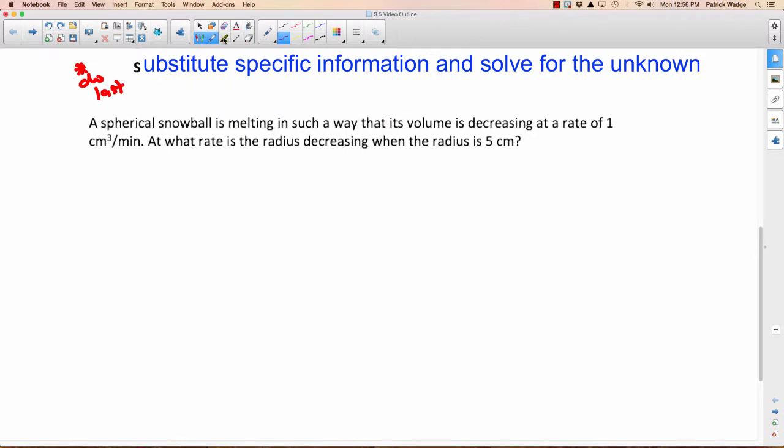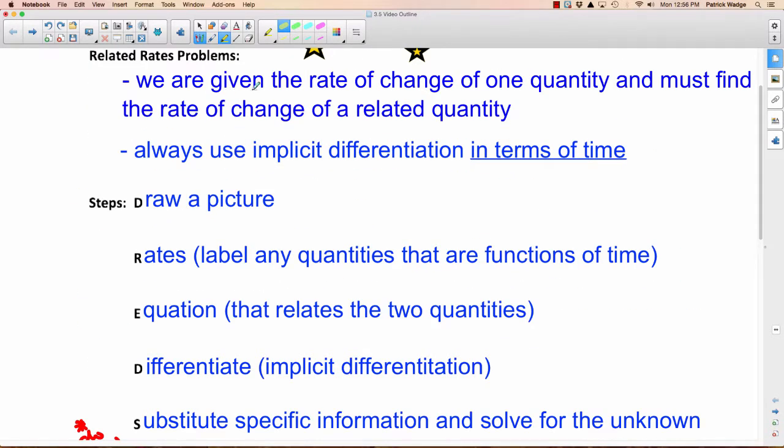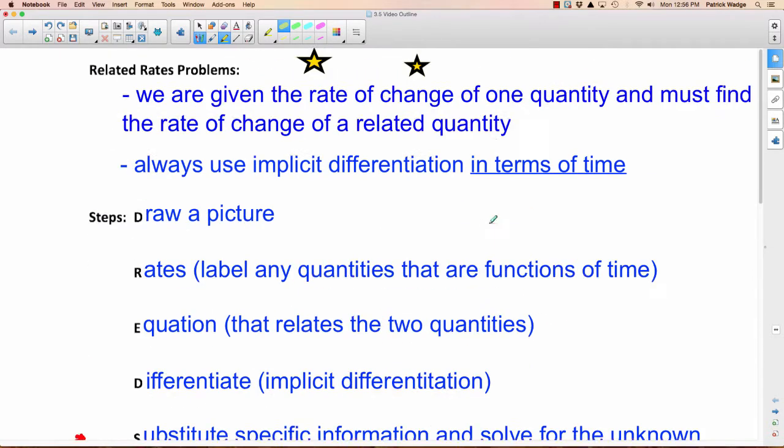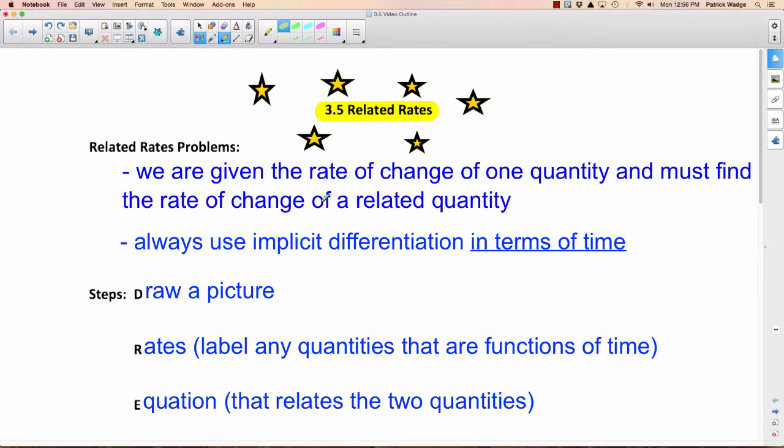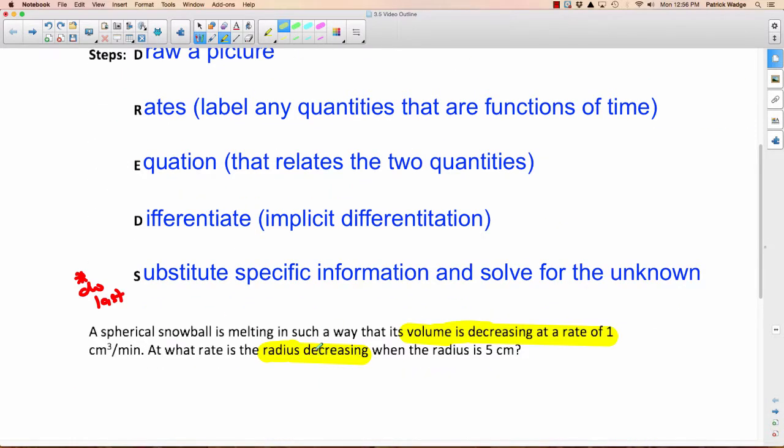Well, the two things we're talking about in this question are volume, and it says it's decreasing at a rate so we're given the rate of that one. That's the one we're given. The one we're not given is the radius. This is the other quantity, and this one's also decreasing, but we don't know at what rate it's decreasing. Okay, so this fits in perfectly with the related rate question. We're given the rate of change of one quantity, in this case it's volume, and we must find the rate of change of the related quantity, in this case it's radius.